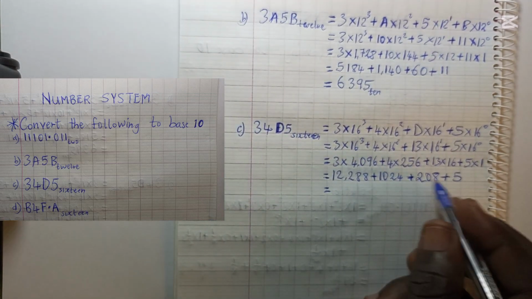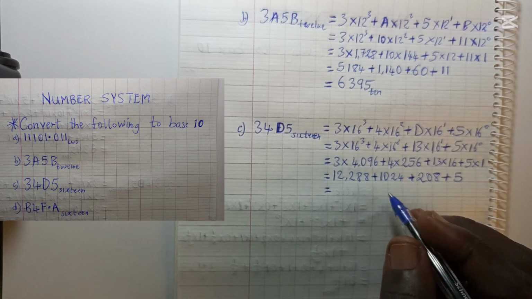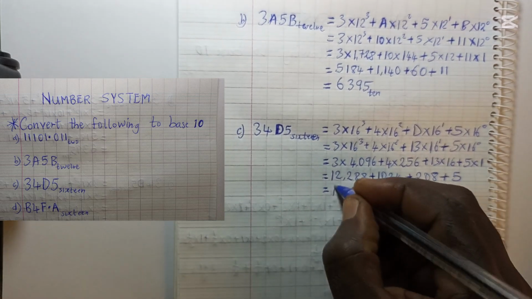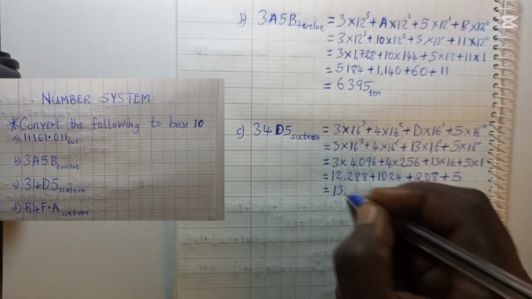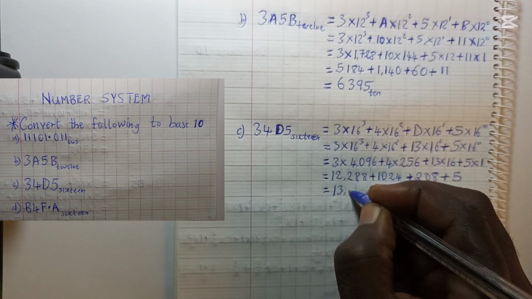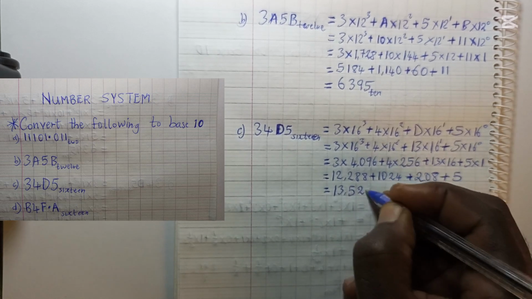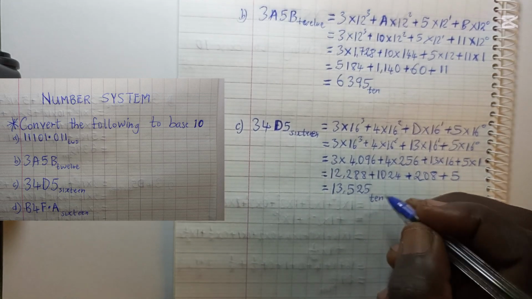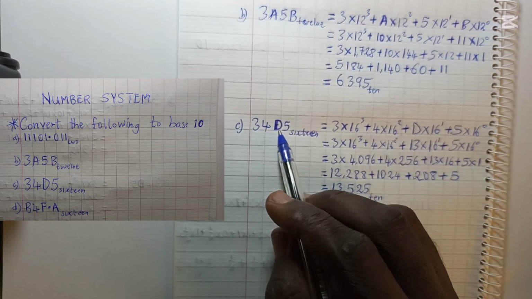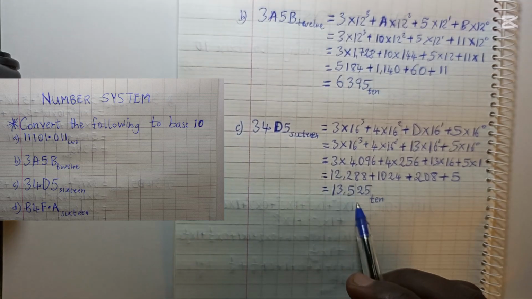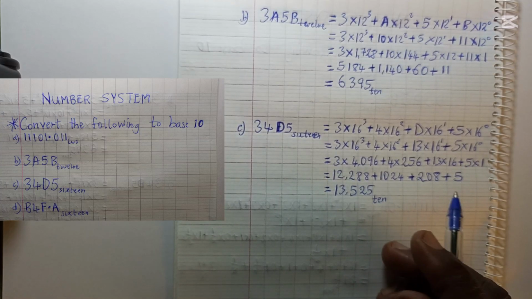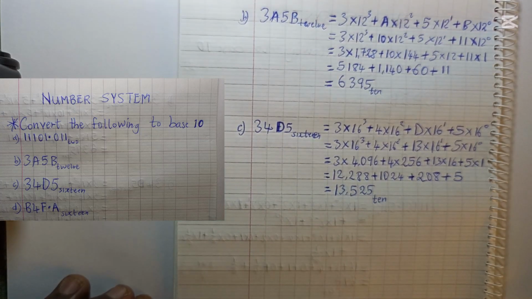Now add up all these values together using your calculator. We are going to have 13,525 base 10. So 34D5 base 16 is equal to 13,525 base 10.